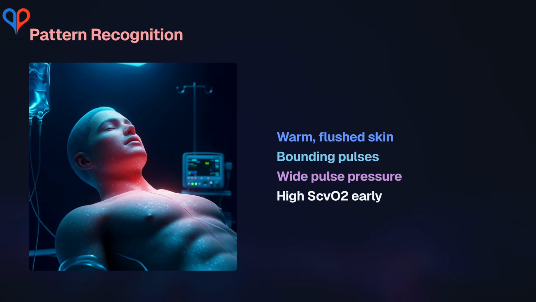Typical bedside findings include warm extremities, flush skin, wide pulse pressures, and elevated ScvO2 from extraction defects. These outward signs are often the earliest clues to vasoplegic physiology.